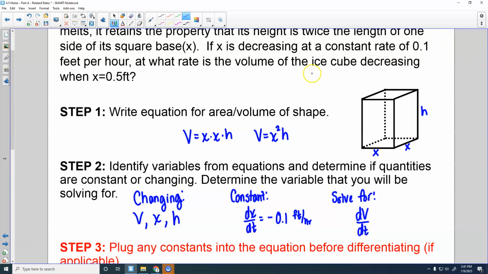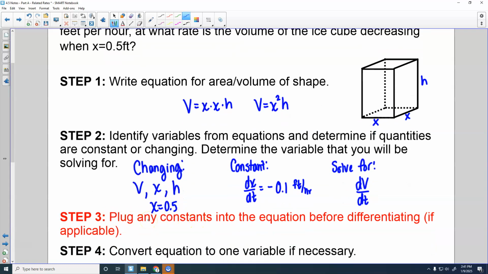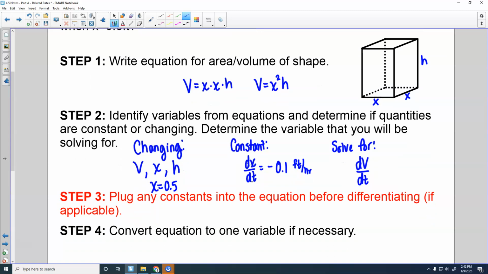They do give us this piece of information over here, that x equals 0.5. That is going to be necessary to use, but we cannot plug it in before we take the derivative because it's in our changing category, not our constant category. So we will not do step 3 for this because the only thing we have that is constant is a rate, and that's not going to show up until after we take the derivative. But this problem is going to require us to convert to a single variable here. Or, well, I guess it's 2 variables.